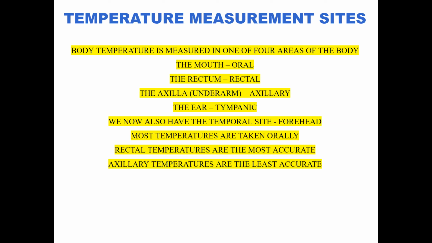Axillary temps are the least accurate. There are a lot of factors going in there: the probe on the end not making straight contact with the skin, movement of the arm can shift it. So axillary temperatures underneath the armpit are the least accurate.